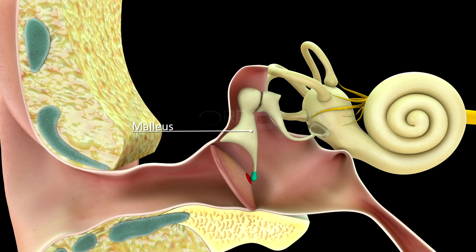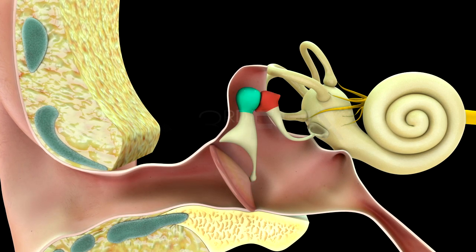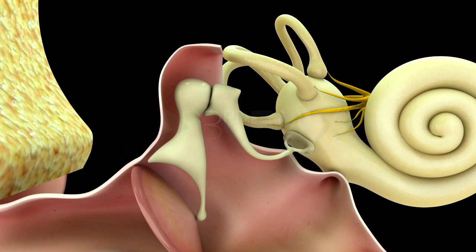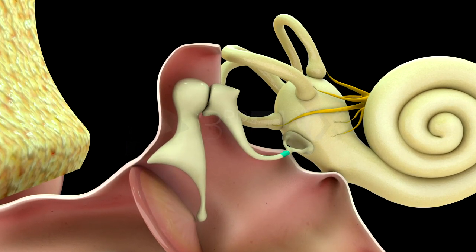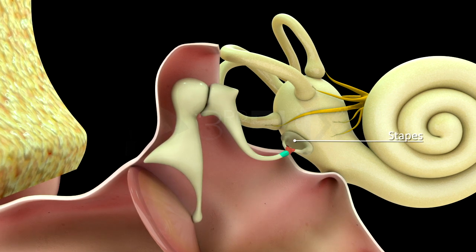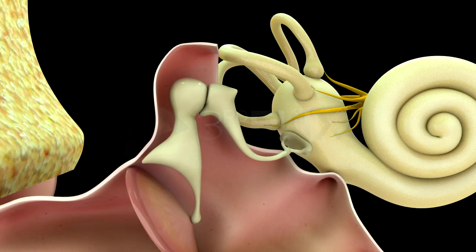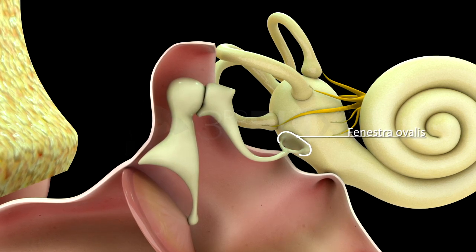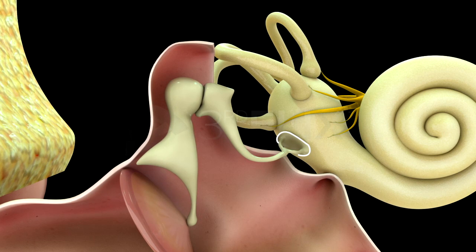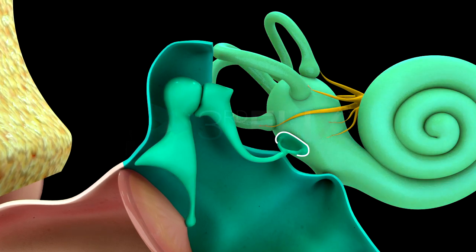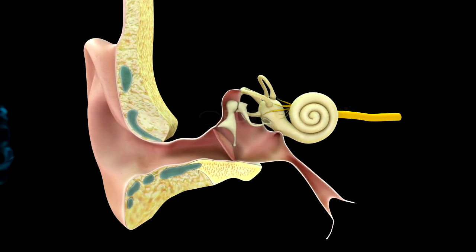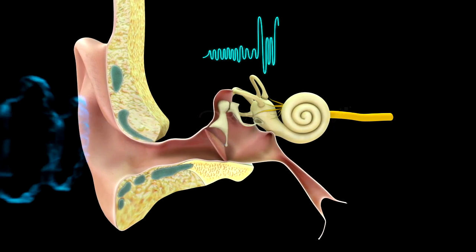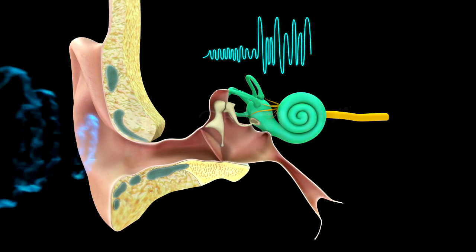The malleus is attached to the tympanum, and its head articulates with the head of the incus. The incus, on its other side, articulates with the head of the stapes. The stapes fits into the fenestra ovalis, or oval window, in the bony partition present between the middle and internal ear. The ear ossicles help in the amplification of the sound waves and transmit them to the internal ear.